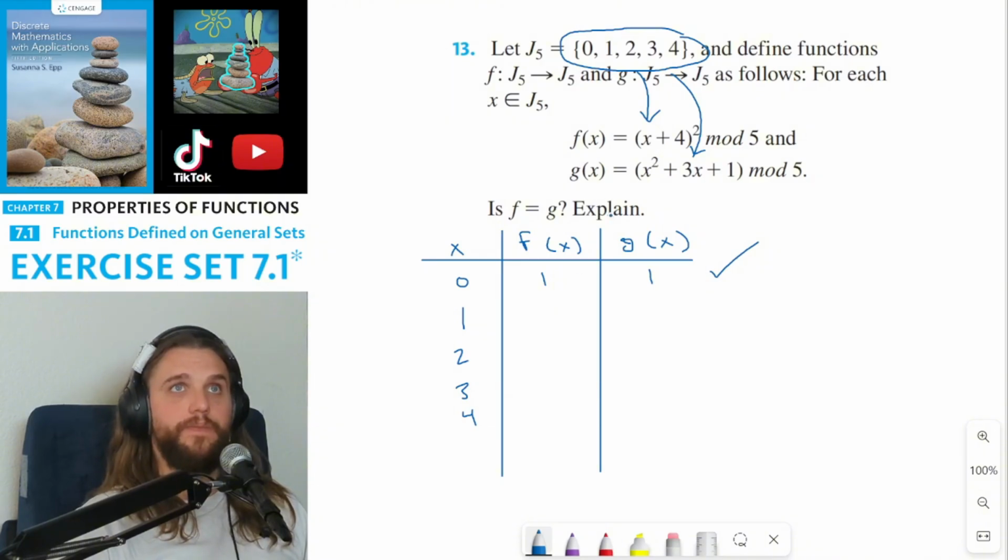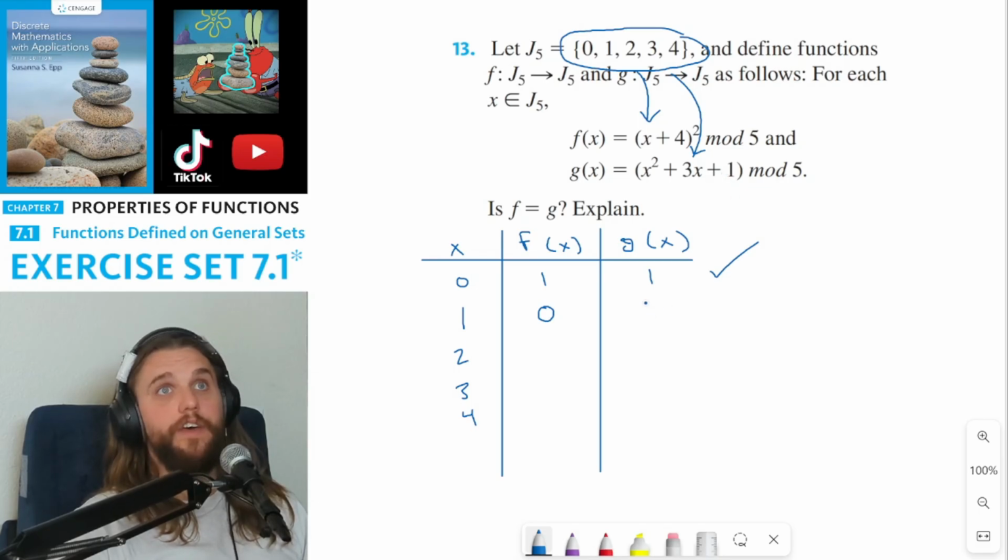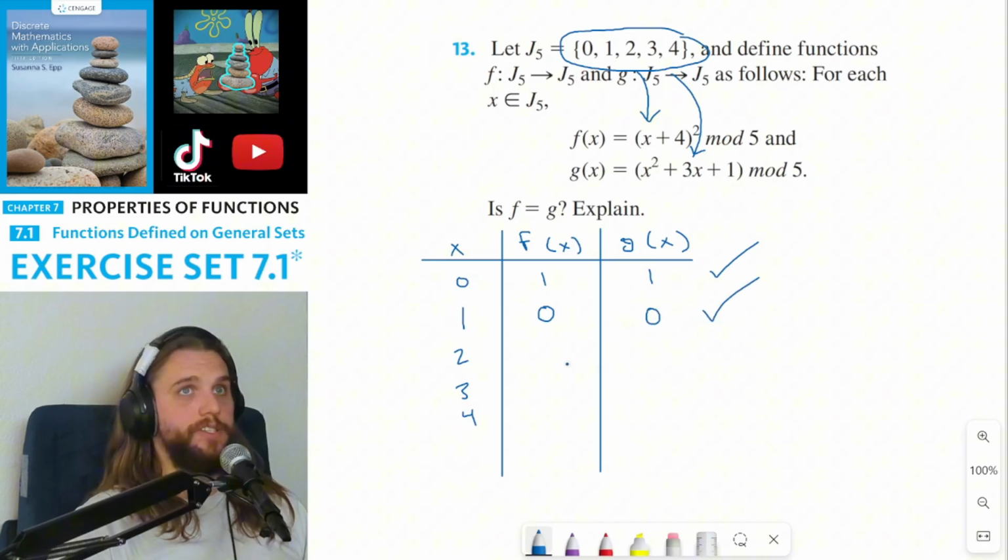Let's continue. f of 1 is 1 plus 4, which is 5. 5 squared is 25, mod 5 is 0. g of 1 is 1 squared plus 3 times 1 plus 1, which is 5. 5 mod 5 is also 0. And here we get the same outputs again.